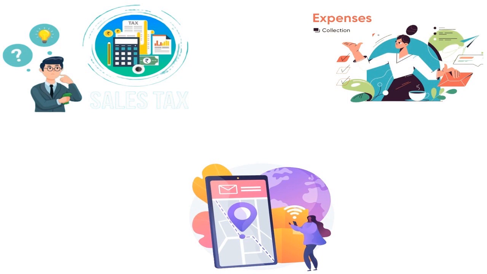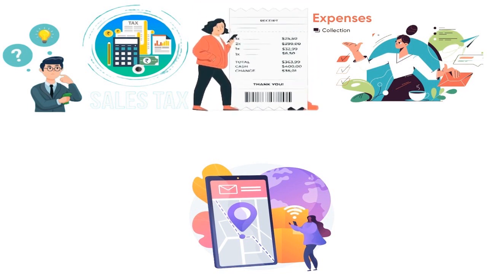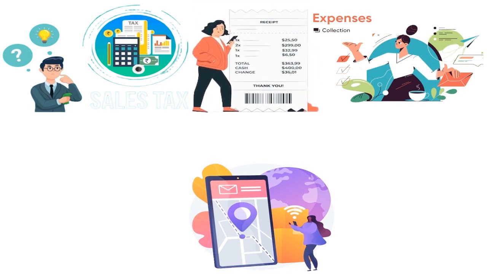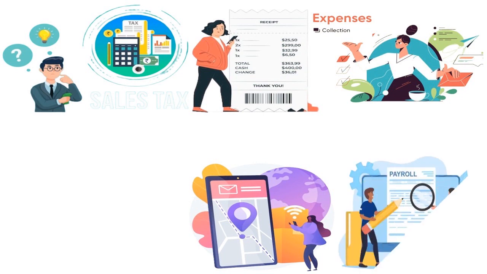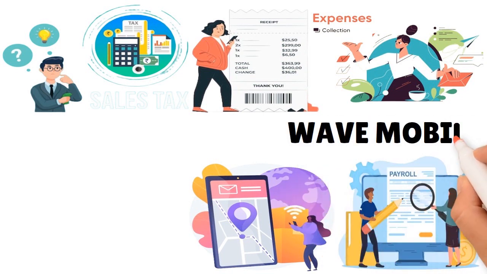Wave now offers optical character recognition technology to read photos of receipts taken with a smartphone and turn them into categorized transactions. And this is really good. You can also add payroll to Wave. And you also have Wave Mobile. So that's really fantastic. We love that a lot.